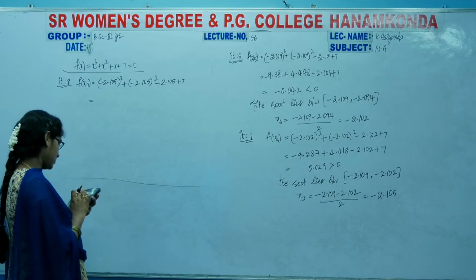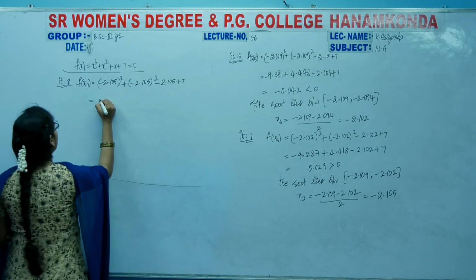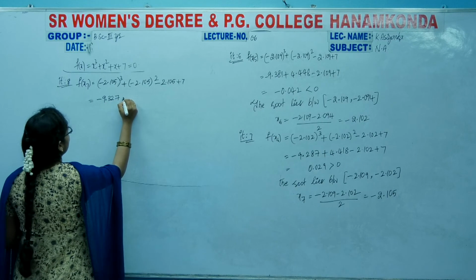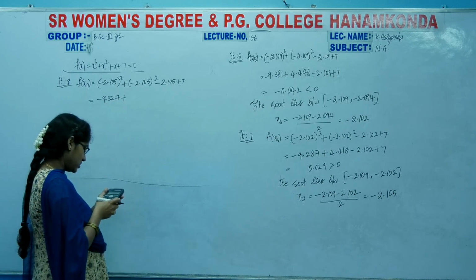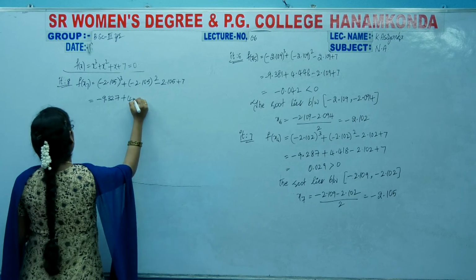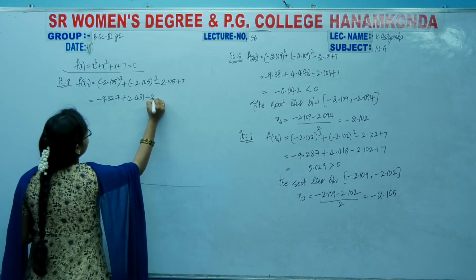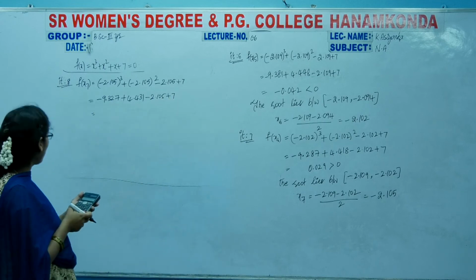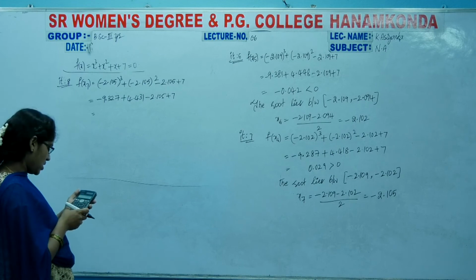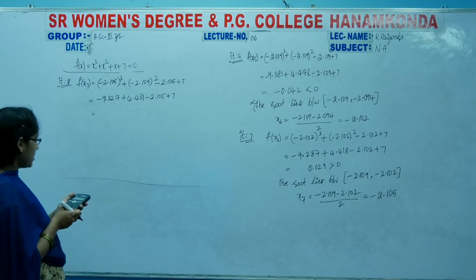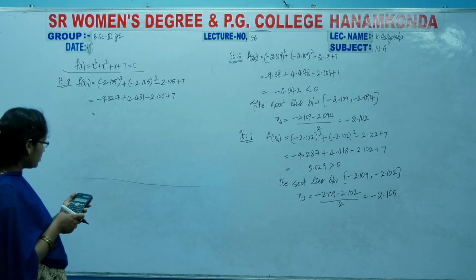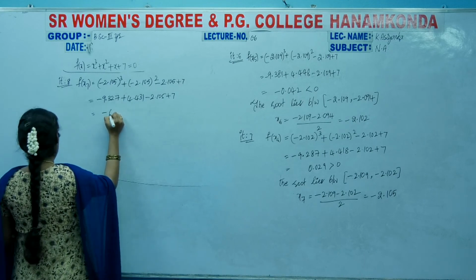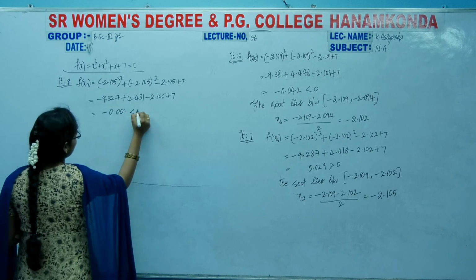2.105 whole cube is nothing but minus 9.327. Next plus 2.105 whole square, 4.431, minus 2.105 plus 7. Now finally what we get? Minus 9.327 plus 4.431 minus 2.105 plus 7. So it is minus 0.001, which is nothing but negative again.